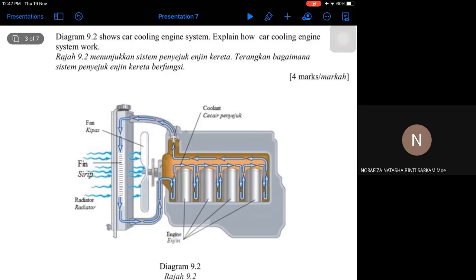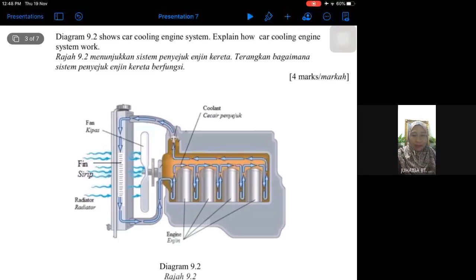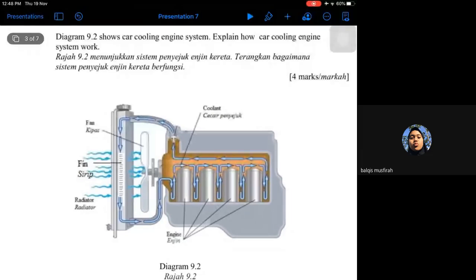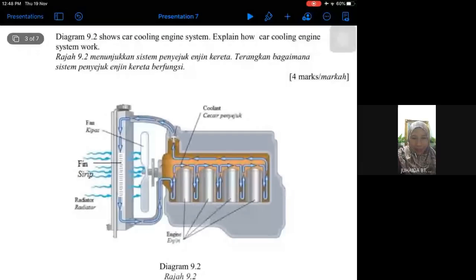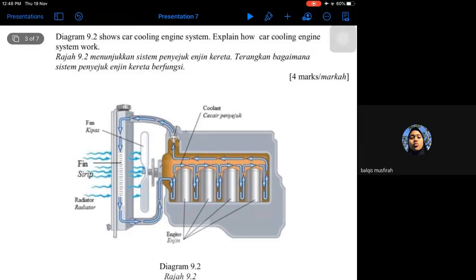Kereta jadi panas. Worse than that? Boleh terbakar. Meletup. Yes. Because petrol kan? So that's why kita perlukan satu sistem penyejukan dalam enjin kereta. So kita gunakan apa? As a cooling agent in the car, untuk sejukkan haba ni? Yes, kita gunakan air.